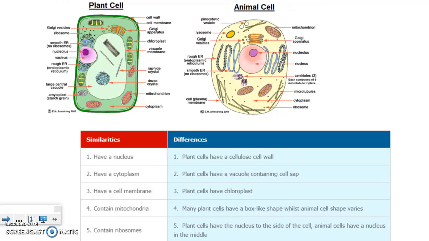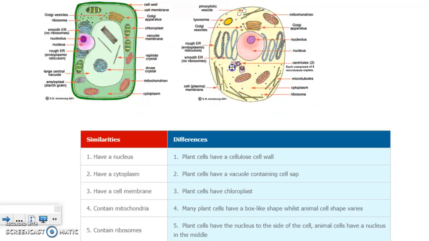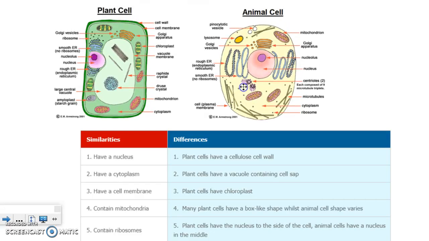On the left side are the similarities. So for both cells, there's a nucleus. And I will point out this is nucleus for the plant cell, nucleus for the animal cell. Now these structures are called organelles. So organelles are all these little structures within the cell, both the plant and animal cell, that allow the cells to function properly. The cytoplasm is the jelly-like substance that is within the cell.